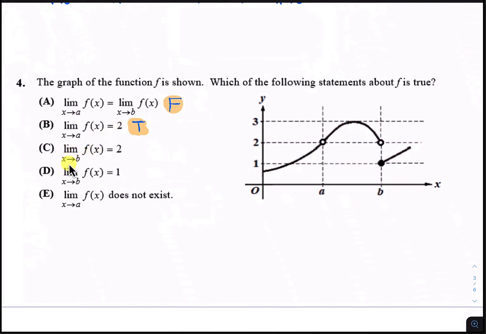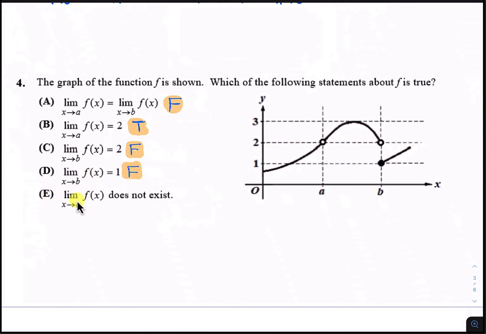Statement C says the limit as x approaches b is 2. And that is false. Limit as x approaches b from the left is 2, but the limit as x approaches b from the right is 1. So the overall limit cannot be 2. So C is false. Statement D, limit as x approaches b is 1. Well, that's false. Limit as x approaches b from the right is 1, but the limit as x approaches b from the left is 2. Therefore, statement D is false.